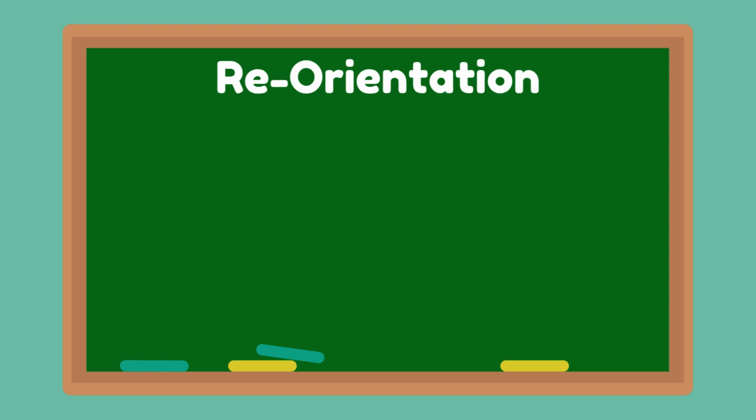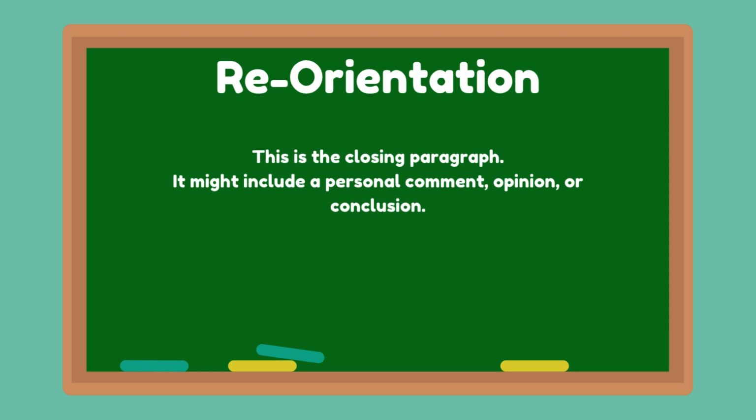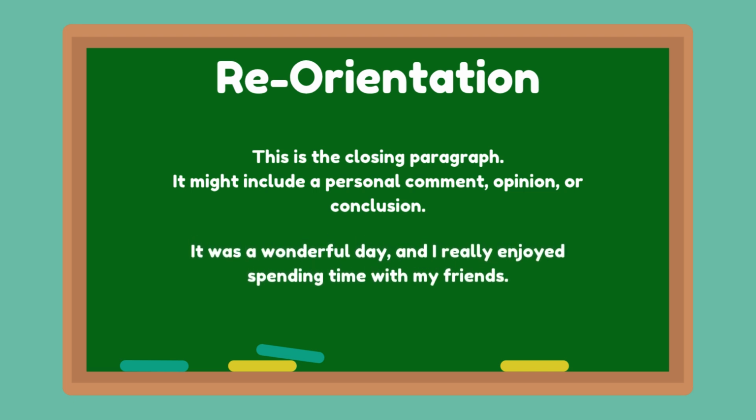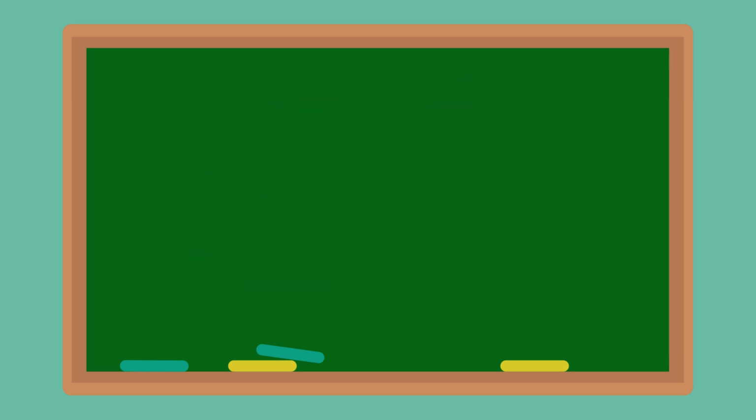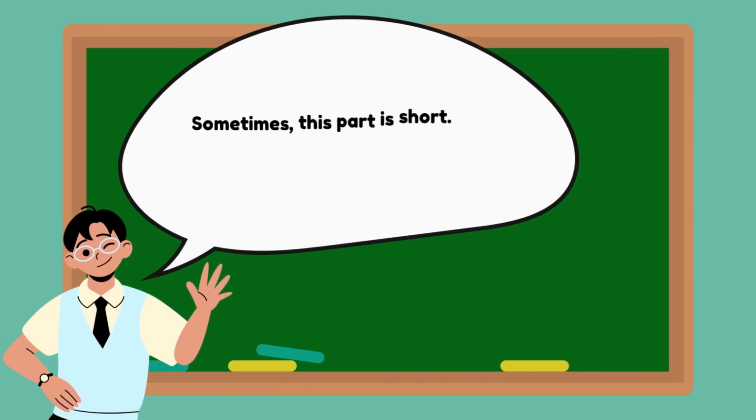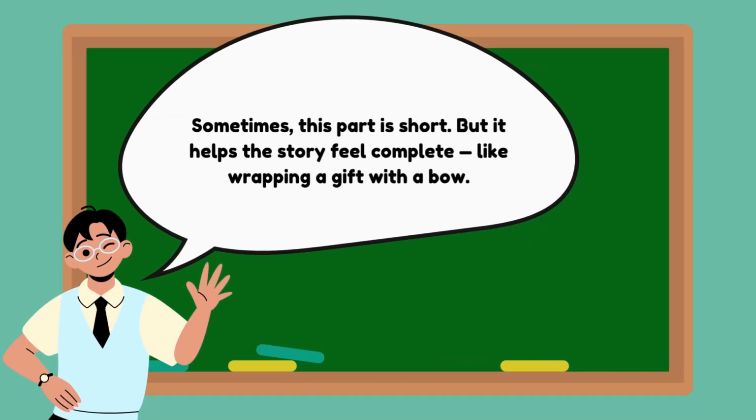The last structure is reorientation. Finally, we end with the reorientation. This is the closing paragraph. It might include a personal comment, opinion, or conclusion. For example, it was a wonderful day, and I really enjoyed spending time with my friends. That's a reorientation. Sometimes this part is short, but it helps the story feel complete, like wrapping a gift with a bow.